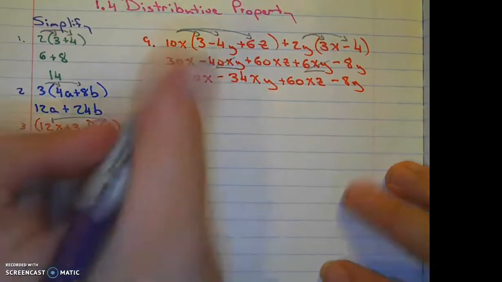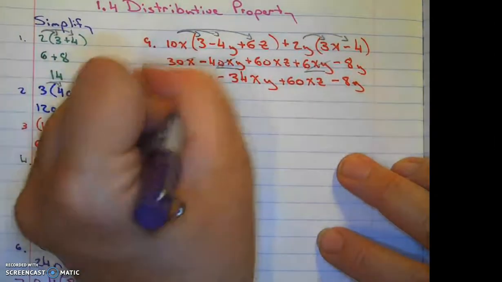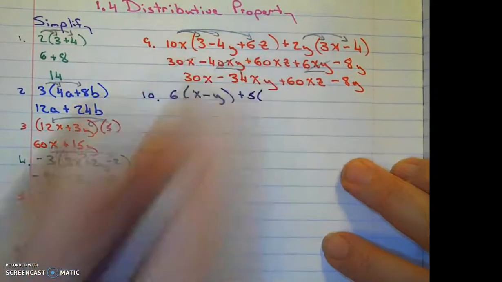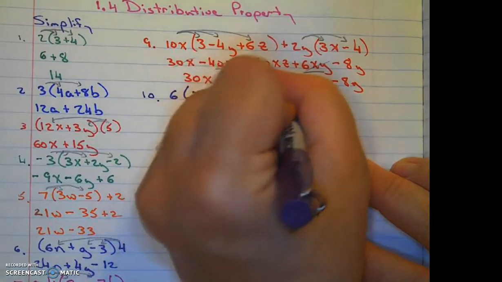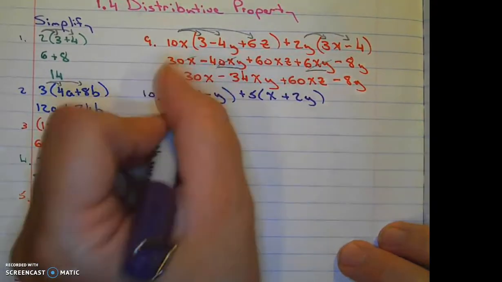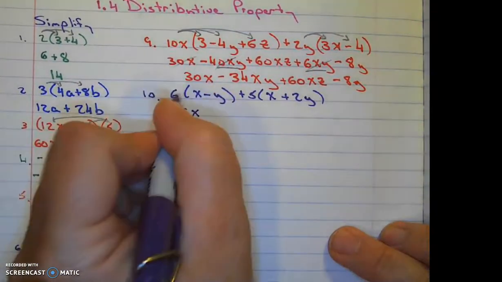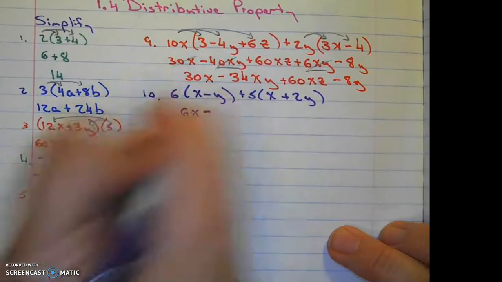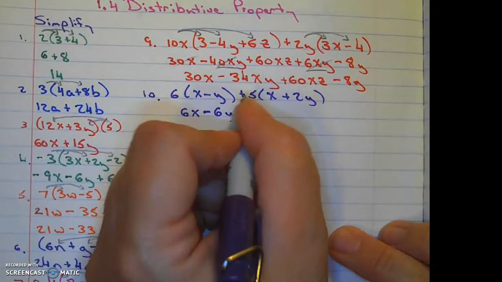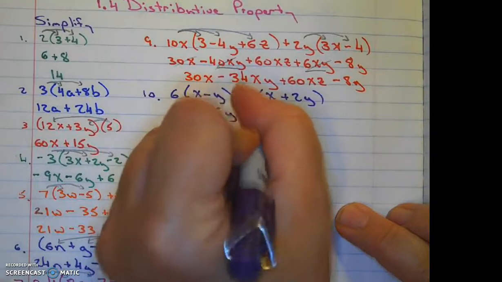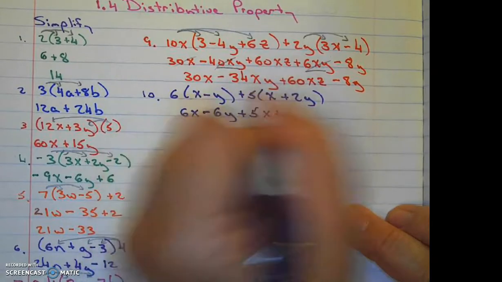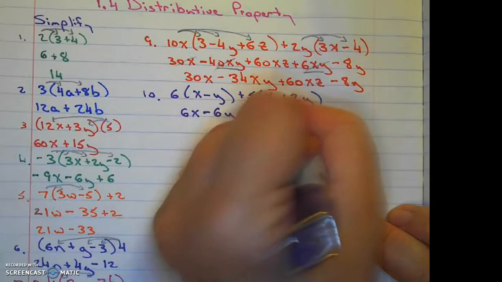Let's look at the next one, number 10. We have 6 times the difference of x and y, plus 5 times the sum of x and twice y. So if we distribute, we would have the 6 times x is 6x. For the 6 times y, positive times negative, I write a minus. So 6 times y, I write 6y. 5 times x, positive times positive, so I write a plus, 5x. 5 times the 2y, a positive times positive, I write a plus. 5 times 2 is 10. And I've just got my y.